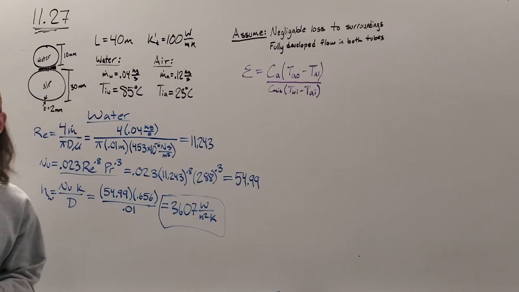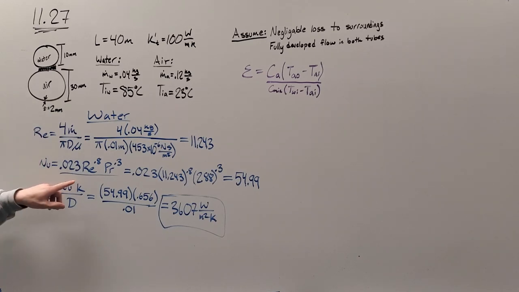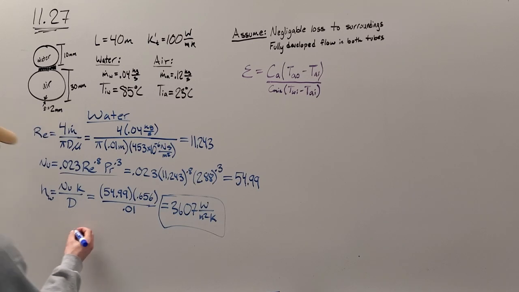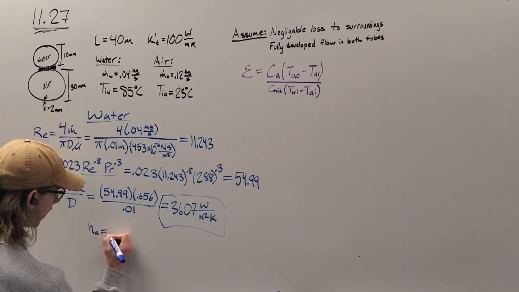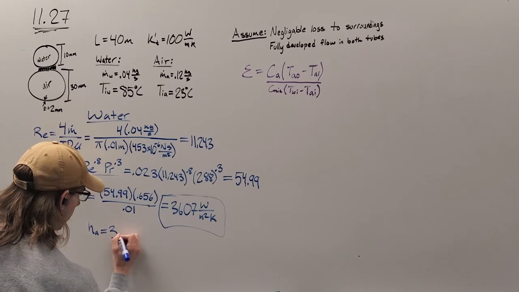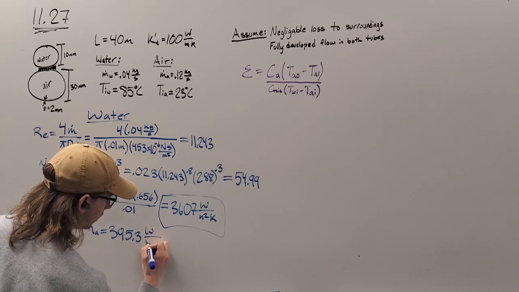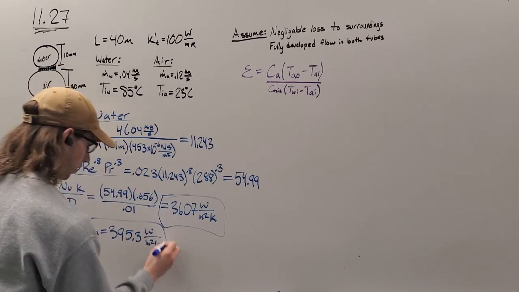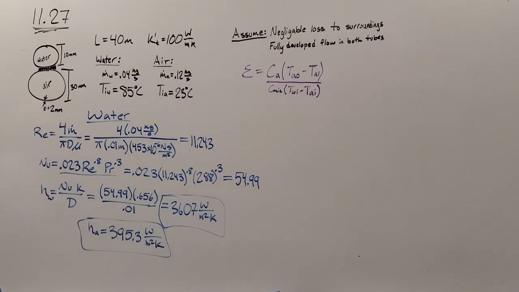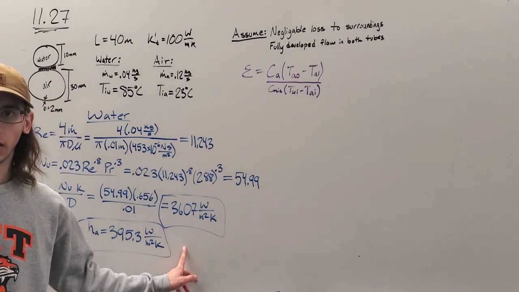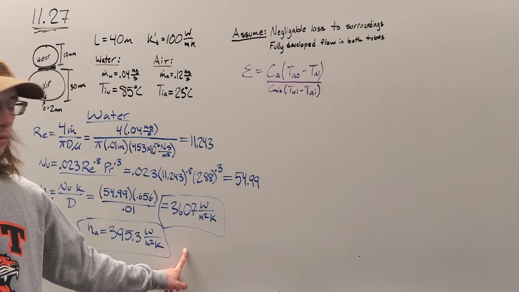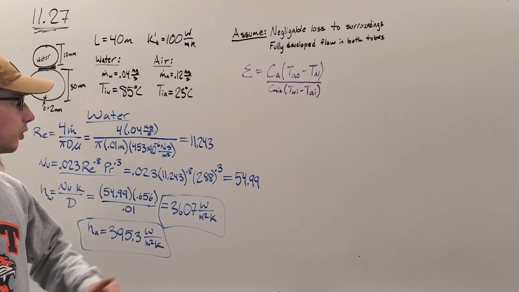For the air, you can do the exact same process of Reynolds number, find an equation, solve for Nusselt number, and then solve for h. And then for the air, you will get 395.3 watts per meter squared Kelvin. So now that you have both of those numbers, we can go ahead and write an equation for capital U.